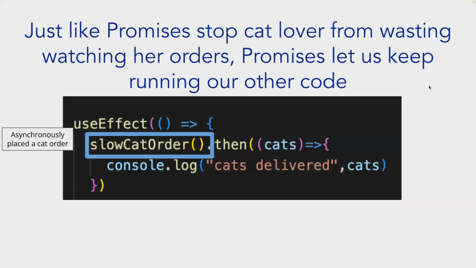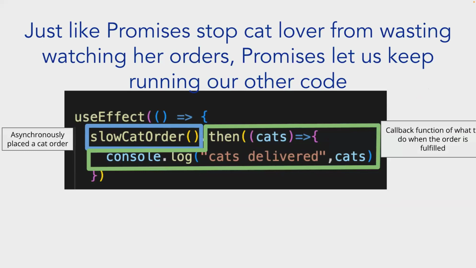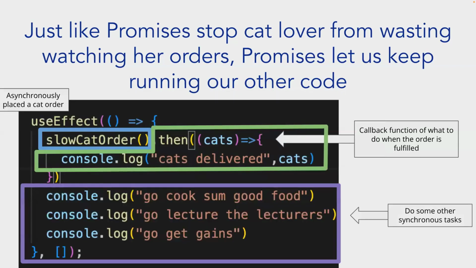For example, I'm going to create another example. I'm going to say on the first refresh of my page, I'm going to place an order for some cats. And it's going to be really slow. This is important. So I'm going to asynchronously place a cat order. That says I'm going to place an order. And if the order is fulfilled, I'm going to take my cats and I'm going to let the world know that my cats were delivered.